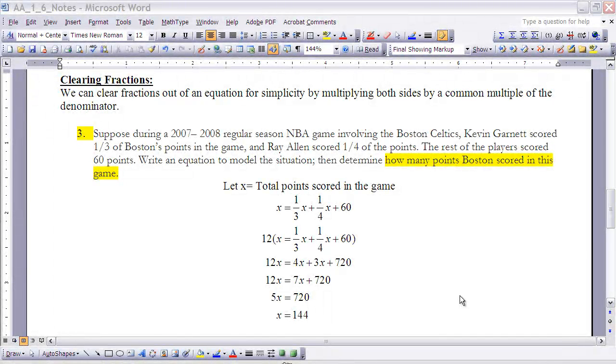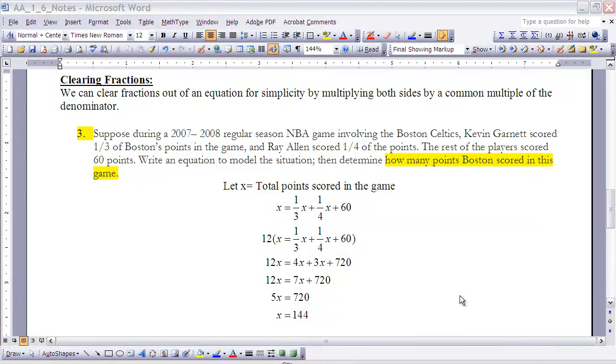Okay, another method that we use to help us in solving equations is the idea of clearing fractions. This is something that we use for simplicity. It's not something that we have to do, but we can do it by multiplying both sides of an equation by a common multiple of the denominators. So anytime we have fractions throughout our equation and we want to eliminate them, we can do it just by multiplying both sides of the equation by the same number, which would be a common multiple of their denominators. Okay?